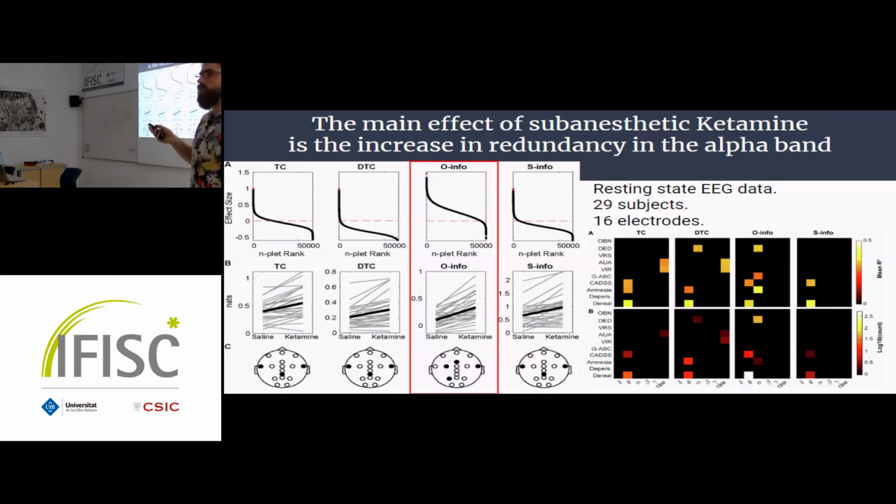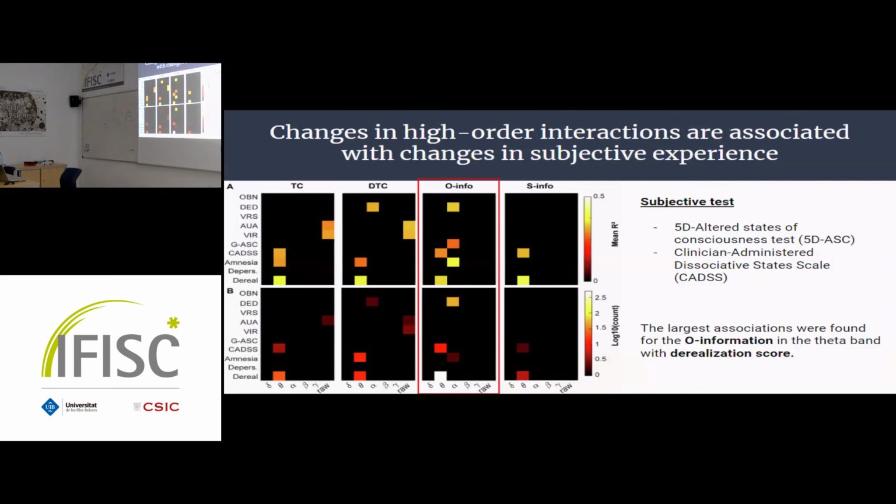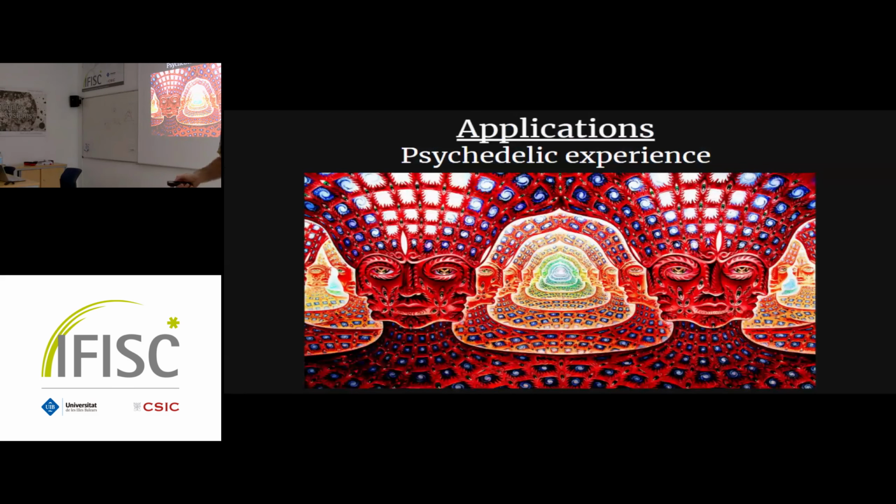So high order interactions in this case can not only track different states, but also specific dimensions of the experience as measured by psychological tests. Okay, so this is the same, but in more detail. And then I will check the time.